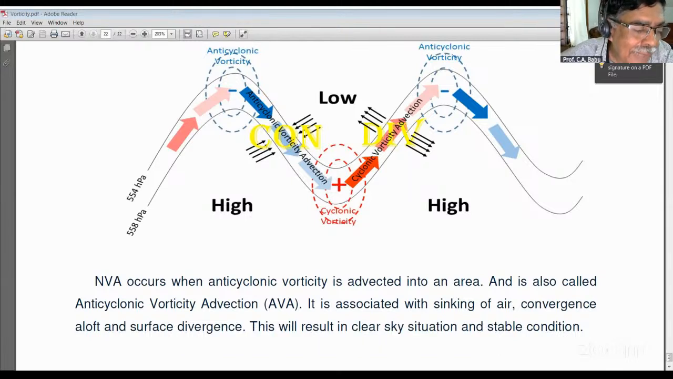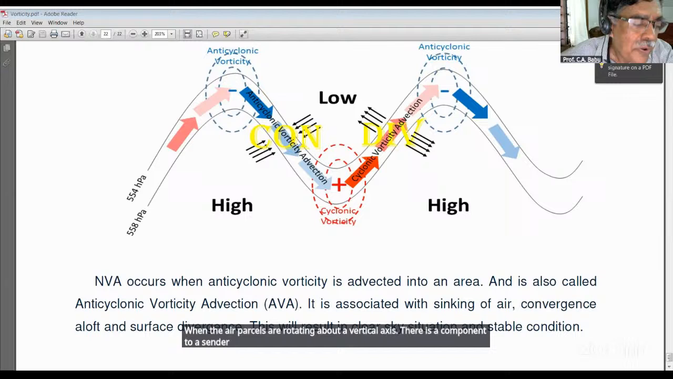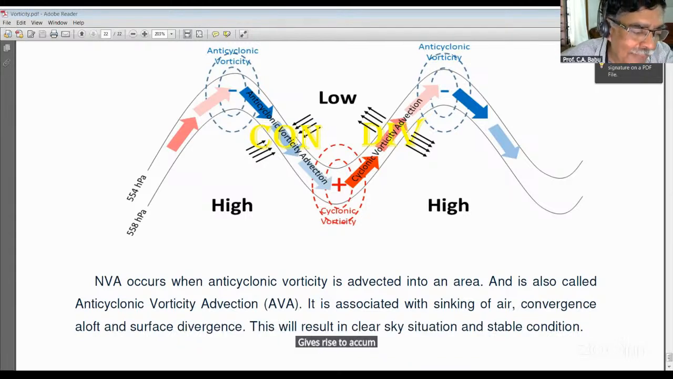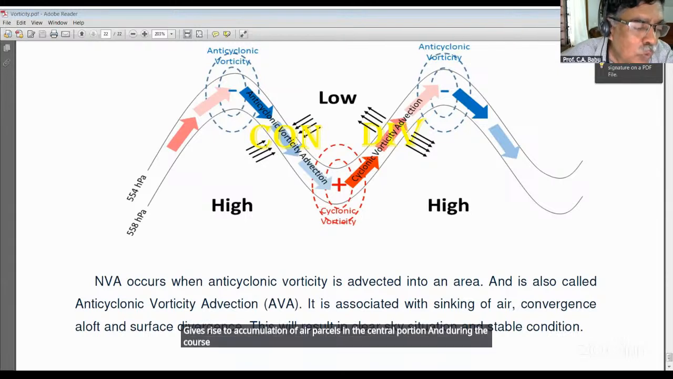When the air parcels are rotating about a vertical axis, there is a component towards center due to frictional force. This inward component gives rise to accumulation of air parcels in the central portion, and during the course of time this will give rise to ascending motion, and this ascending motion is very important for the weather processes when the air is sufficiently humid or rich in humidity.